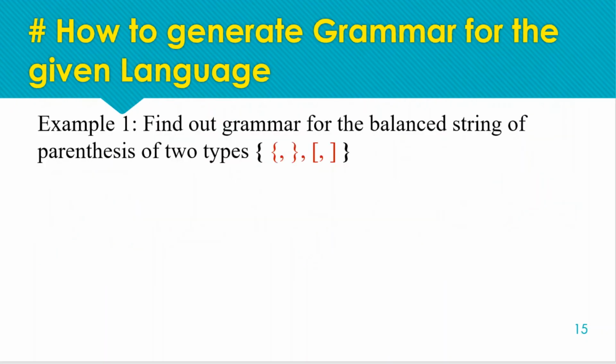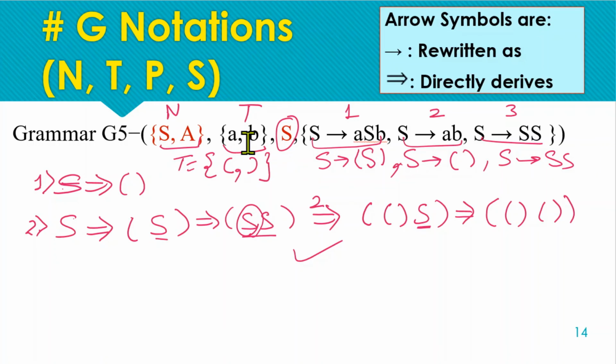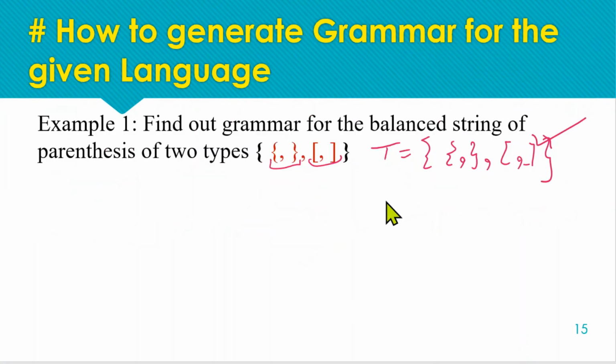Next, in this question we have to write the grammar for balanced strings of parentheses for these parentheses. The terminals given are curly braces, opening and closing, and the square brackets, opening and closing. So this question is exactly similar to the previous question; we have just changed the terminals from these parentheses to curly and square parentheses. So now we just repeat the rules. For this we have to add these production rules.